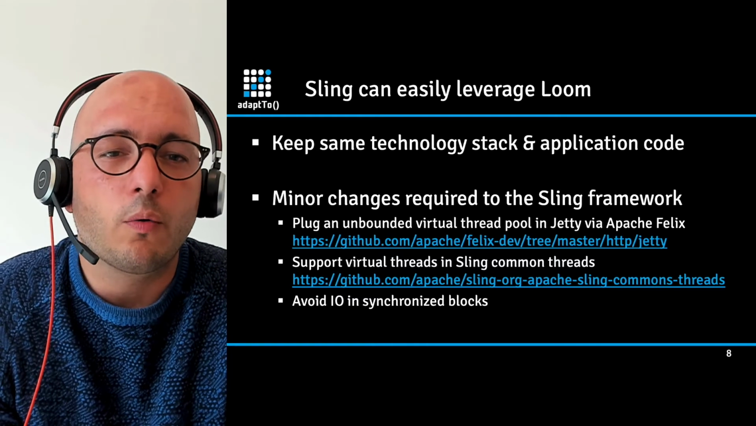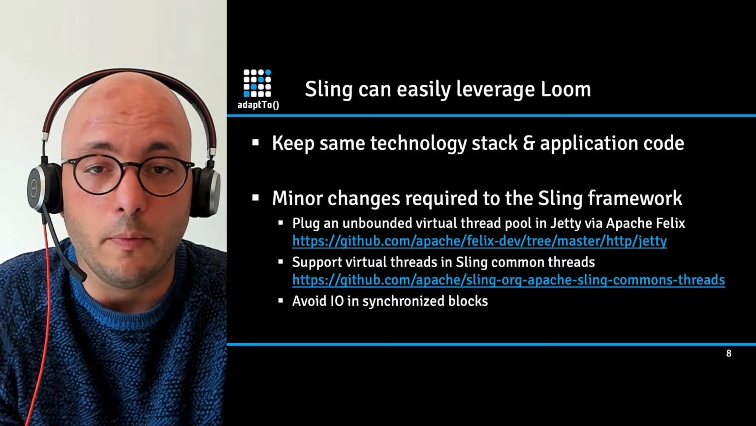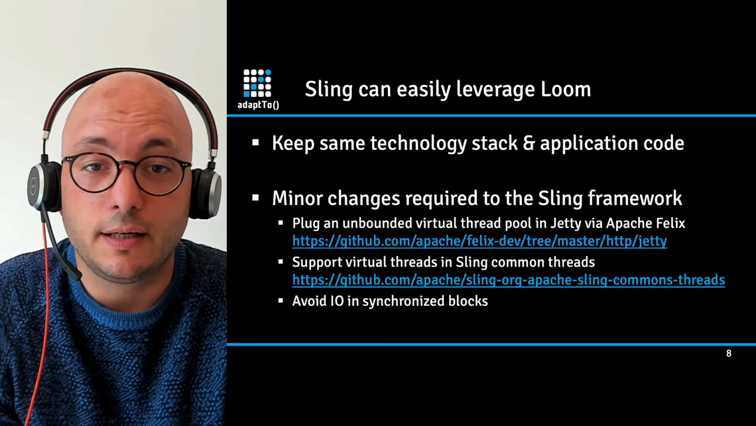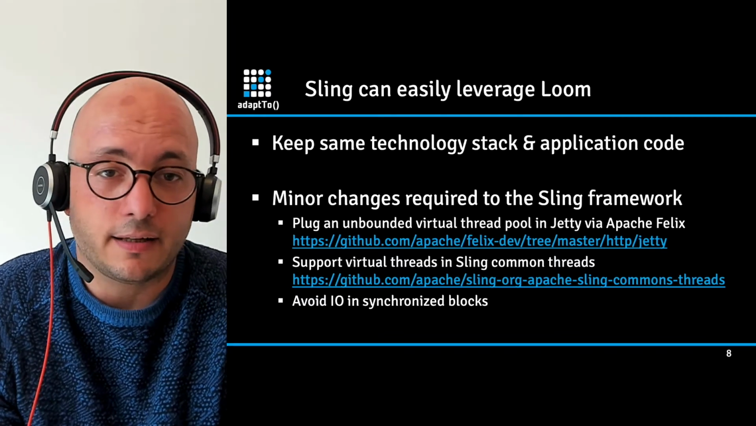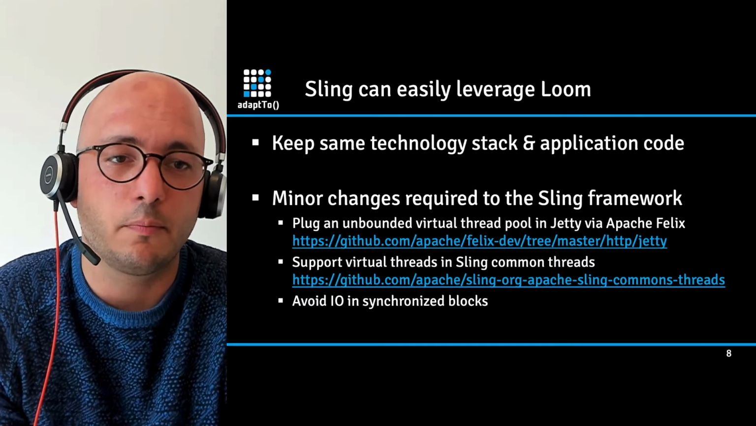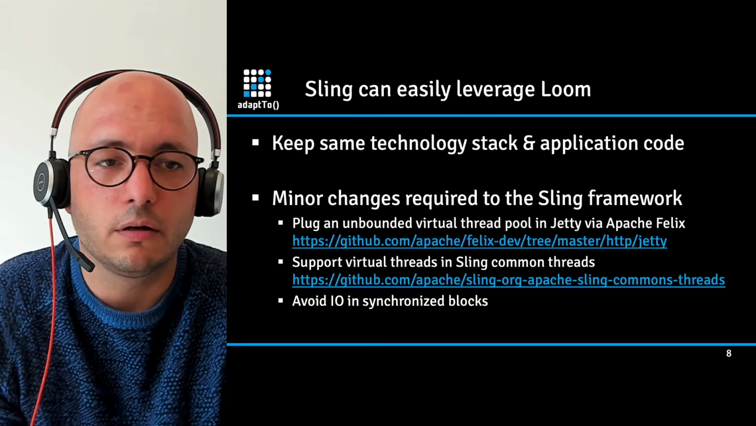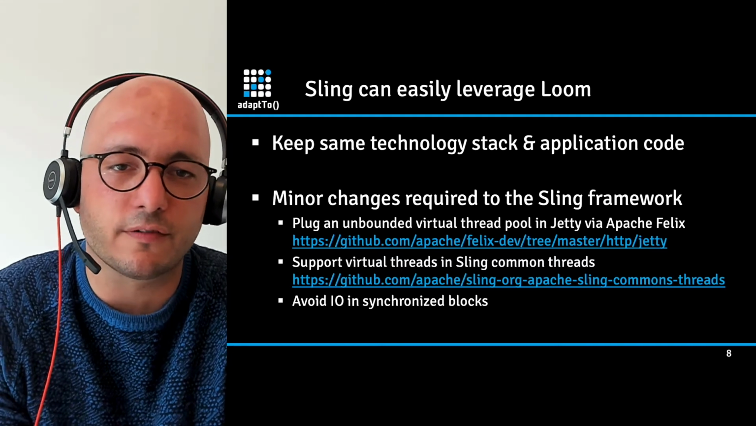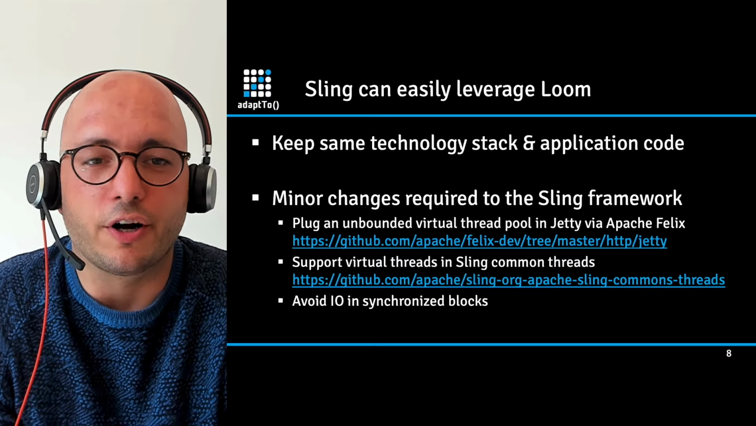Let's see now what should be changed to benefit from Loom. It's actually surprisingly little. The customer code and the tech stack itself would remain the same. We'd still use Jetty as a web server and rely on mostly synchronous servlets or scripts. The Sling framework itself would require some minor changes though.